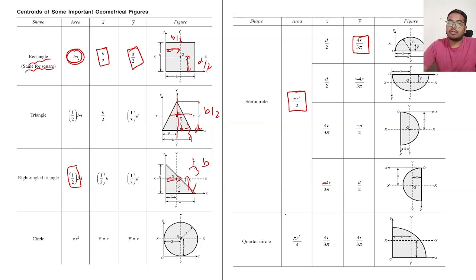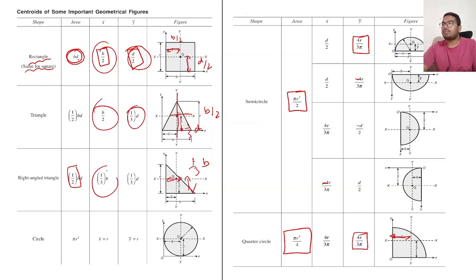For the quarter circle, that is a quadrant, we take the area as pi r square by 4, and x bar is calculated using 4r by 3 pi. The y bar is also calculated using 4r by 3 pi. So we'll be using all these formulas to calculate the centroid. The data will already be given, the breadth and depth of the particular figure will be given in the question.